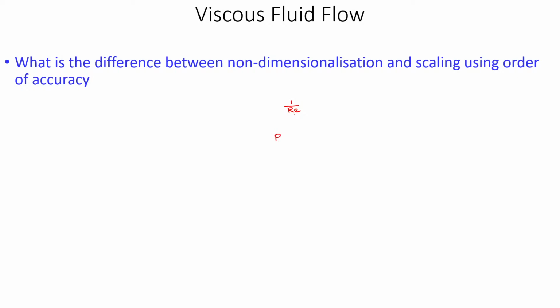In the Reynolds number, we have clubbed together rho u L by mu, where rho is the density of the fluid, u is the characteristic velocity, L is the characteristic length, and mu is the dynamic viscosity. All these parameters we have clubbed together, so we have reduced the number of parameters.